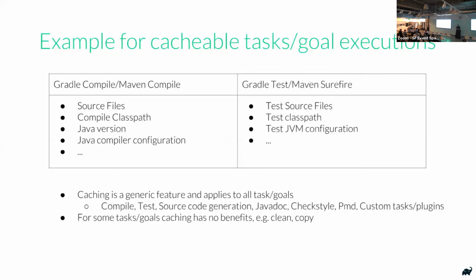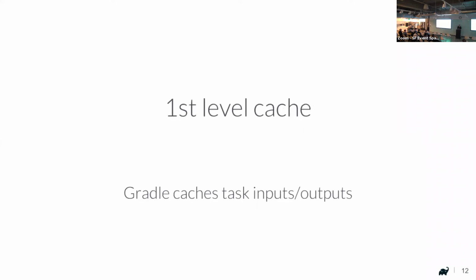But caching is interesting for every task that has some computational effect, right? When it's pure I/O, you don't need to cache, like copy. Clean obviously is also nothing you can cache. Okay, so let's talk about the different levels of caching, right?